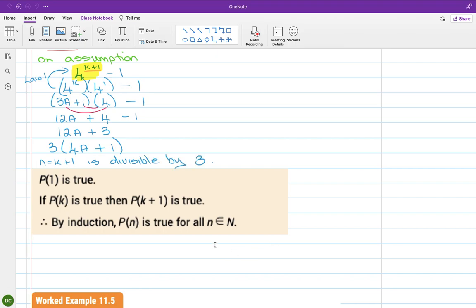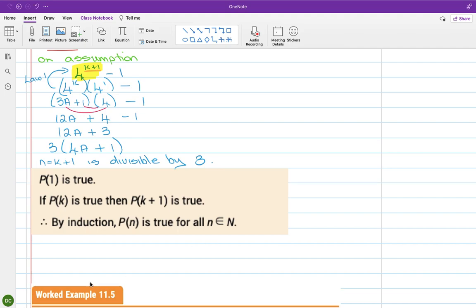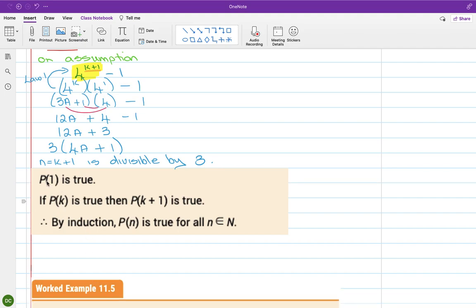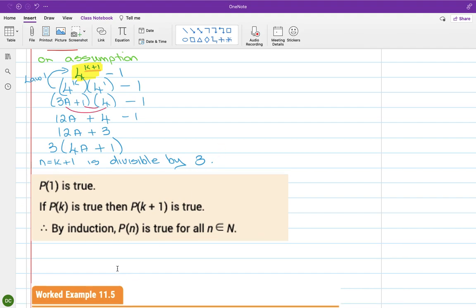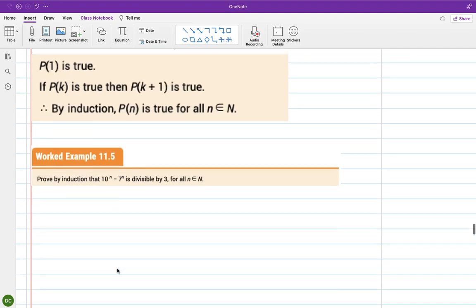So if I can take the 3 out, then it's divisible by 3, and then if it's divisible by 3, then I've proven it. It's true for n equal to 1. We're assuming it's true for n equal to k and proving it's true for k plus 1 based on this assumption. Then by induction, we've proven that it's true for all n. Okay, we will do another one.